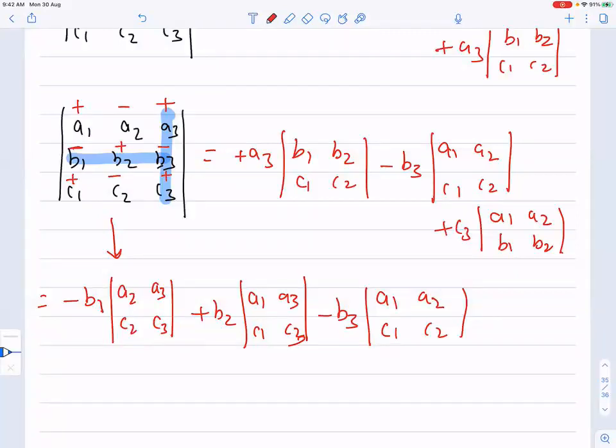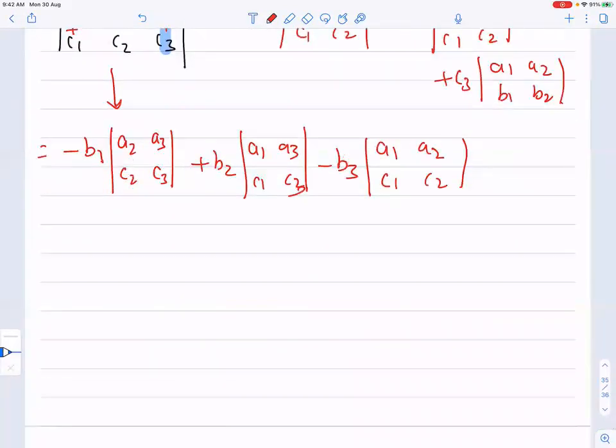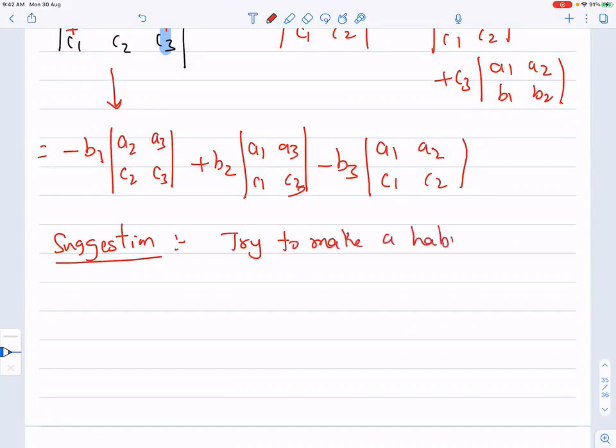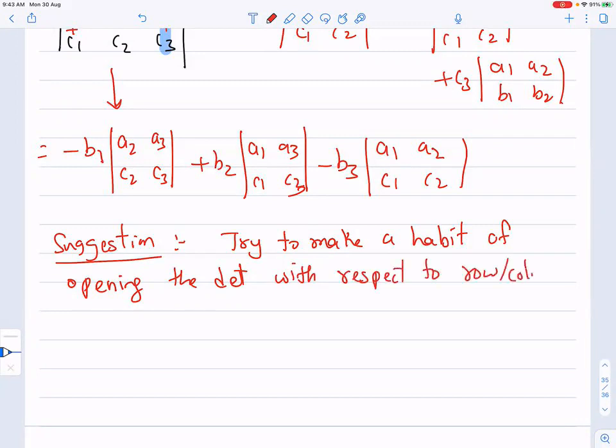And generally, this is the thing that I tell you. This is not a rule or such. One suggestion I give you is try to make a habit of opening the determinant with respect to a row or column in which at least one 0 is present. Is it clear, students? Yes.